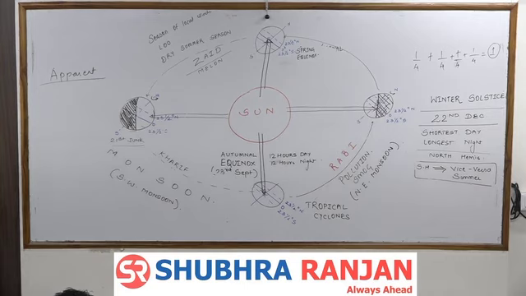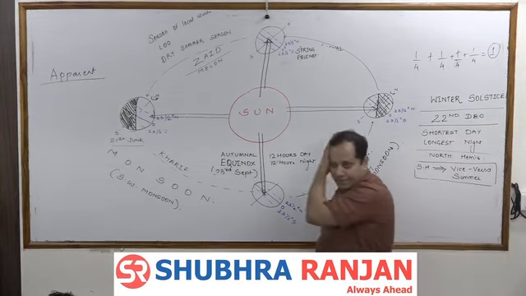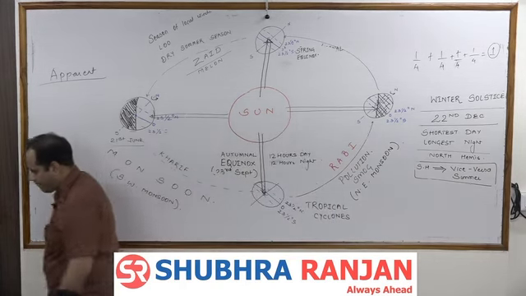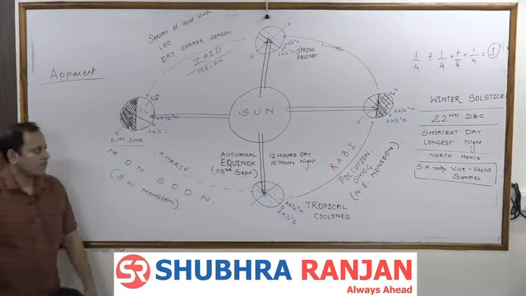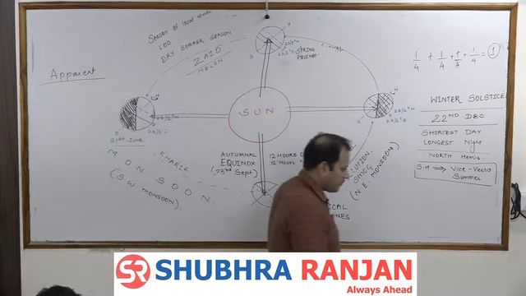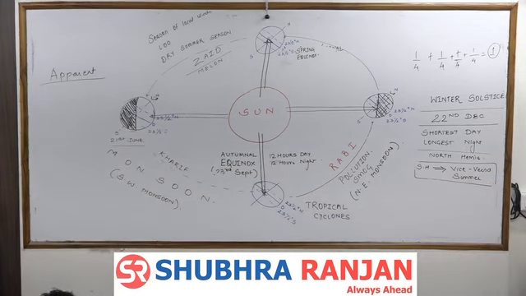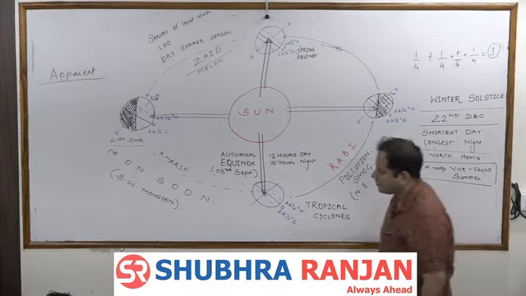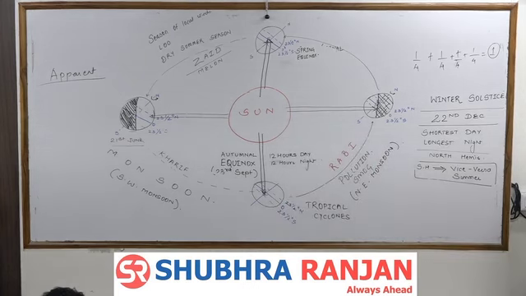And then the sun again comes, and then on 21st of March, the sun rays are again falling on the equator, causing spring equinox.